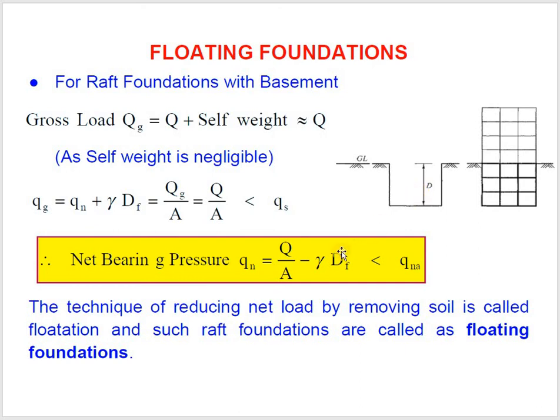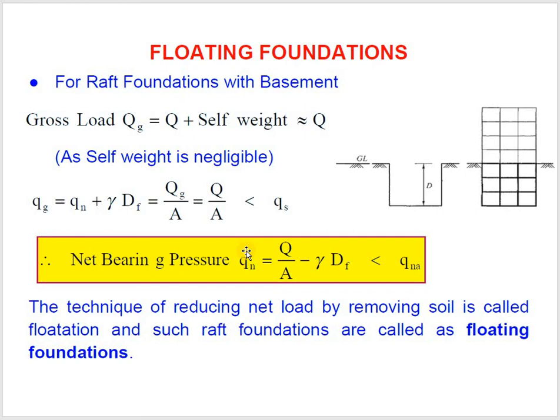So what will happen if this gamma dF is equal to the stress due to the load coming onto the raft, or the pressure acting on the raft? If gamma dF is equal to Q by A, then this net gross pressure becomes 0. That means there is no pressure acting on the soil.